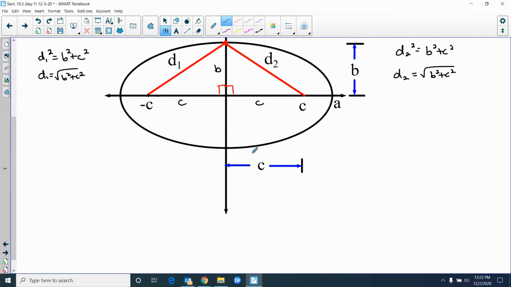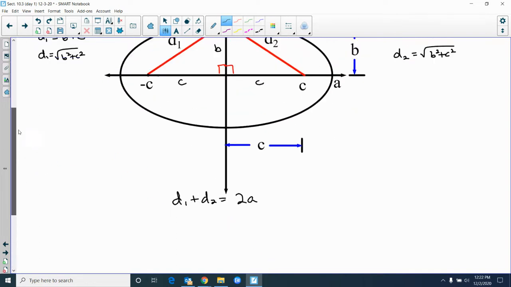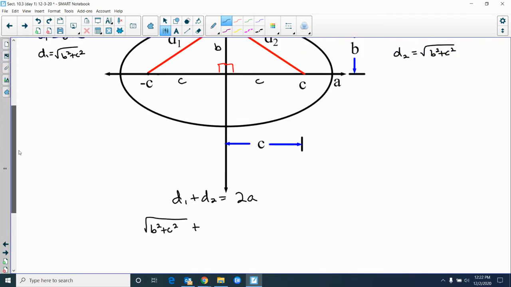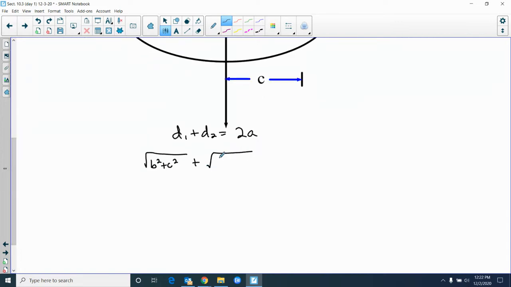Now, to show you where that relationship comes from, we said from the last slide that D1 plus D2 always equals 2 times whatever A is. Well, D1 on the left is the square root of B squared plus C squared. D2, over here, is the square root of B squared plus C squared. Now you can add those two together, and you get 2 square root of B squared plus C squared equals 2A.